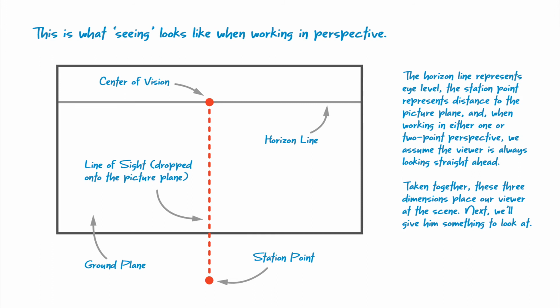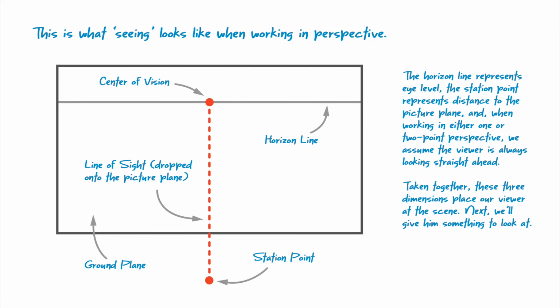Now we have everything we need to work in perspective. We have a horizon line to represent height. We already know that our viewer is looking straight ahead, so that takes care of his viewing angle. Now that we've transferred the station point onto the picture plane, we've taken care of distance. We now have the three measurements that cement our viewer in place. We're able to draw things in the unique way he'll see them.